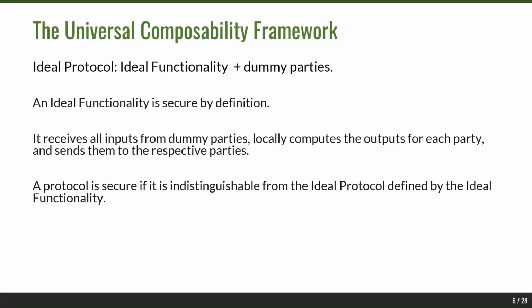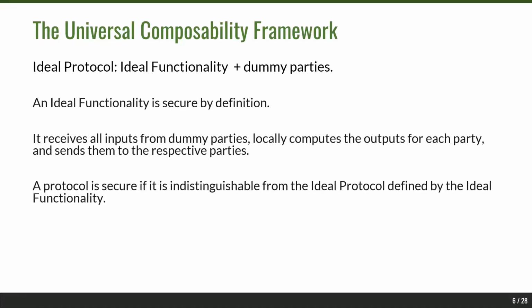And the basic idea behind the universal composability framework is that we have an ideal protocol which consists of the parties in the protocol themselves and an ideal functionality. The ideal functionality gathers all inputs from these parties, computes the outputs, and sends them back to the parties. And this functionality is also designed in such a way that the security properties we wish to guarantee with the protocol hold. So in a sense, this protocol is secure by definition.